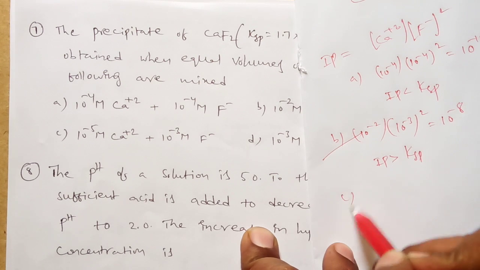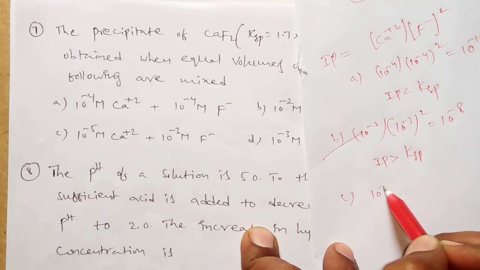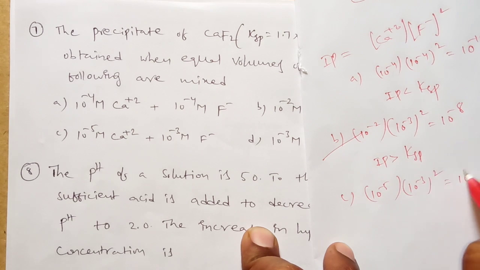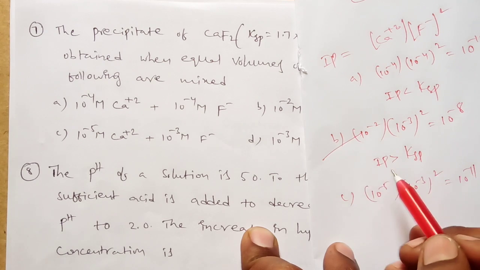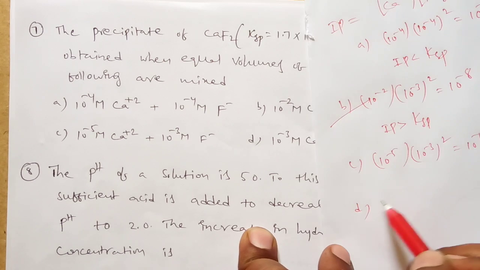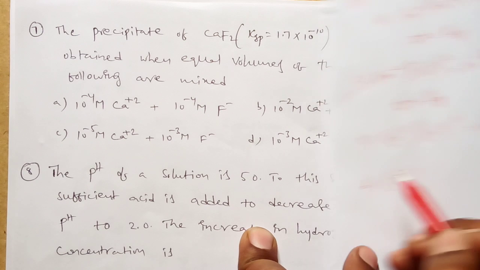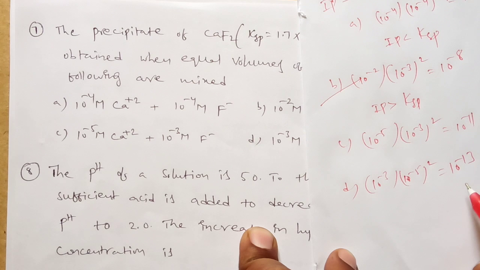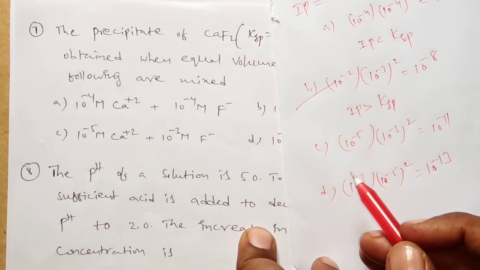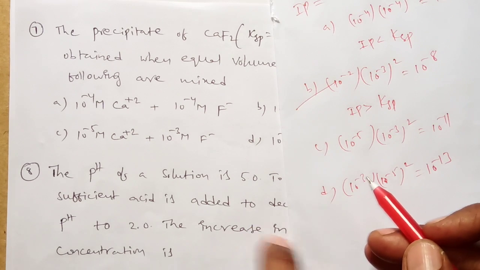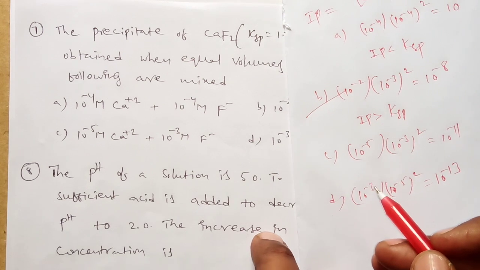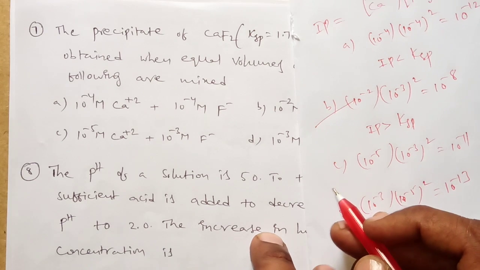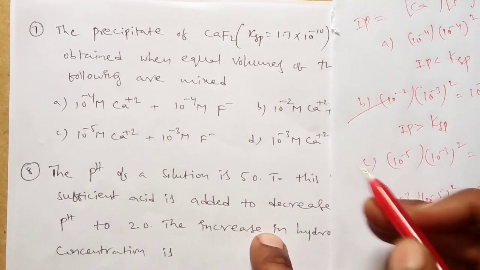Third option also. If you observe, 10 power minus 5 into 10 power minus 3 whole square. What will you get? 10 power minus 11. It is less than Ksp. Observe the fourth option. 10 power minus 3 into 10 power minus 5 whole square. Then what will you get here? 10 power minus 13. This is also less than Ksp. So among all, which is the perfect option? In which case you got the ionic product more, that will precipitate easily. So ultimately our option is B.